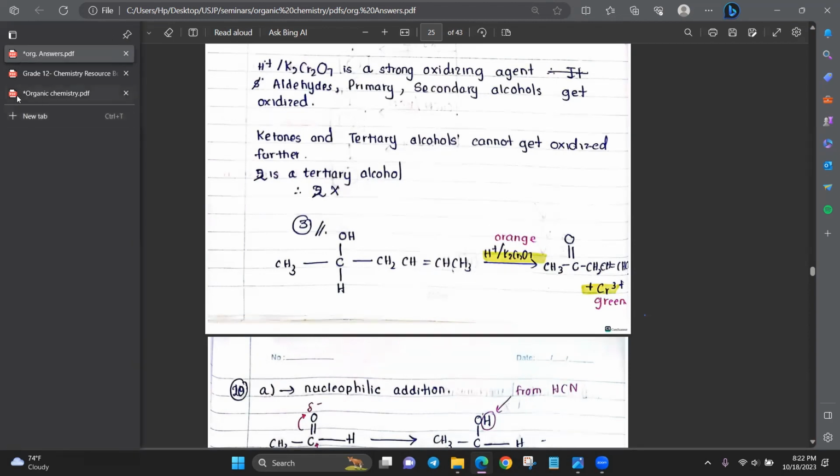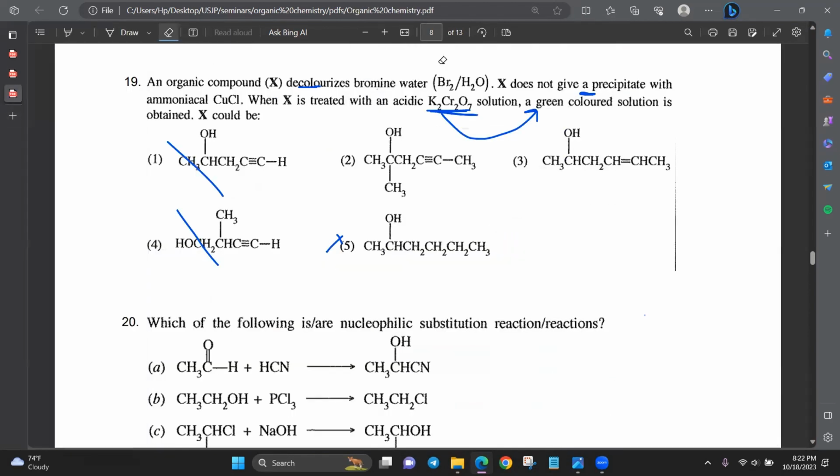Now, if we come to our question, this is a tertiary alcohol, right? This is a secondary alcohol. I hope you all know how to differentiate tertiary alcohol and secondary alcohol. Here there is no hydrogen attached to the carbon, so that means it is tertiary. Here there is one hydrogen attached to the carbon, that means it is secondary. So now we know tertiary alcohols cannot get oxidized. So can the second one be the answer? No. So we are going to cancel out the second one.